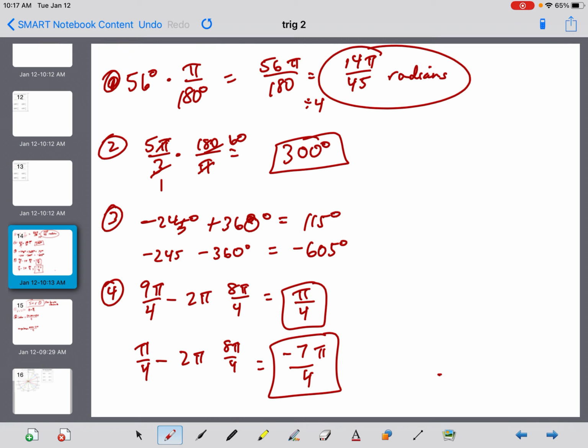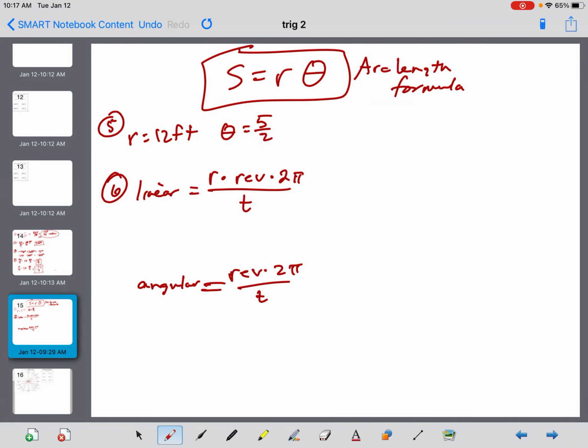All right, next question. We're going to find some arc length. The arc length formula is arc length is equal to radius times theta. So if they give us a radius of 12 and a theta of 5 halves, all we got to do is 12 times 5 halves. And the 12 and the 2 cancel out to 6, and 6 times 5 is 30. Yeah, 30 feet.